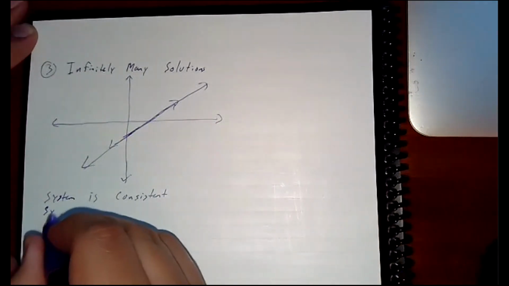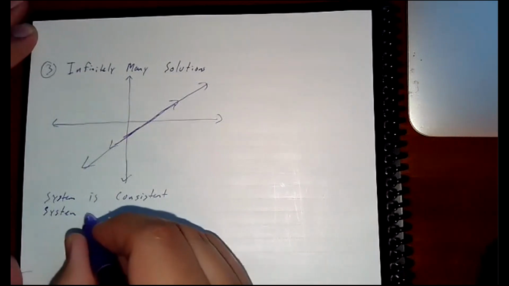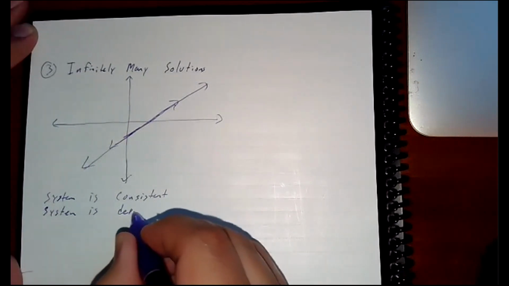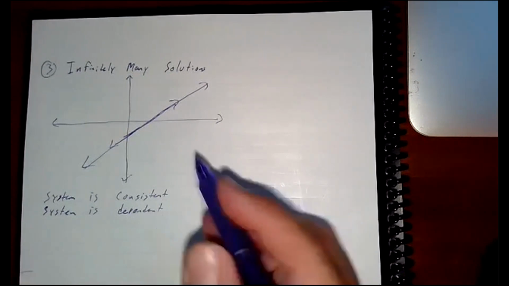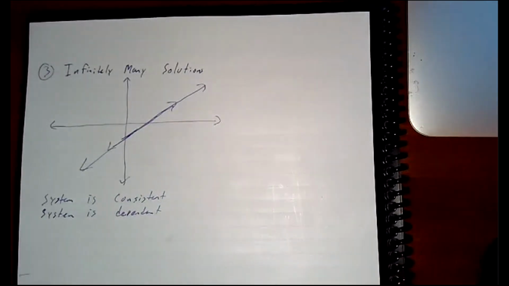But it's also called a dependent system because the two lines are really one and the same. They're just scaled differently. One might be multiplied by an extra value or something. Okay. So those are the main ideas.